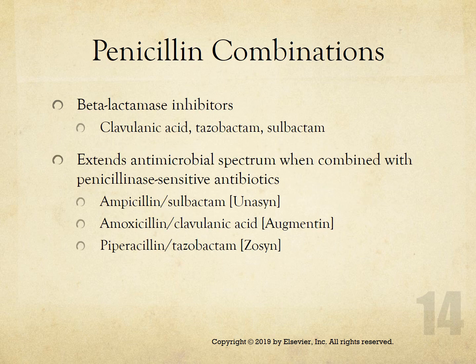Then you have your penicillin combinations. And this is where you would add a beta-lactamase inhibitor, which would stop that enzyme that would make the penicillin ineffective. The most common one that is used with outpatient medication would be clavulanic acid. And if you look down on the slide, you'll see that amoxicillin clavulanic acid is Augmentin, which is used, of course, in outpatient settings.